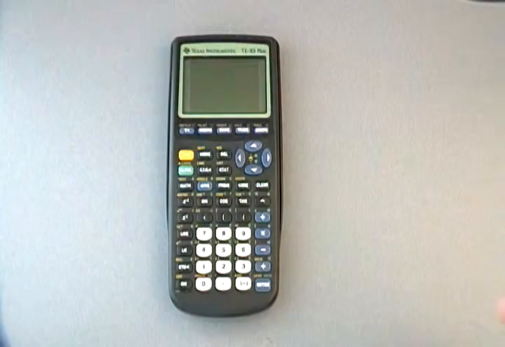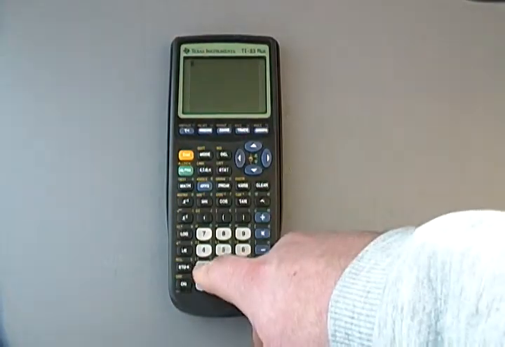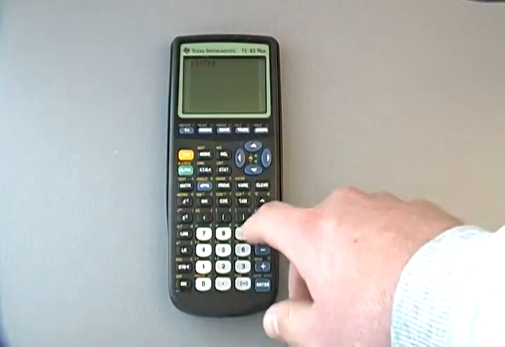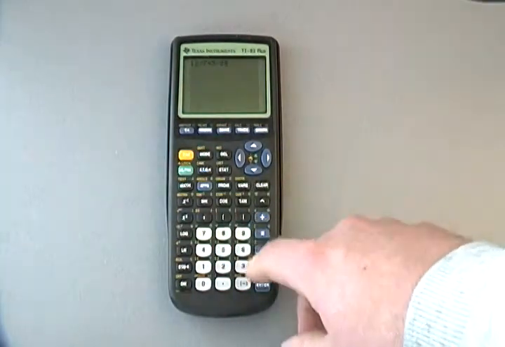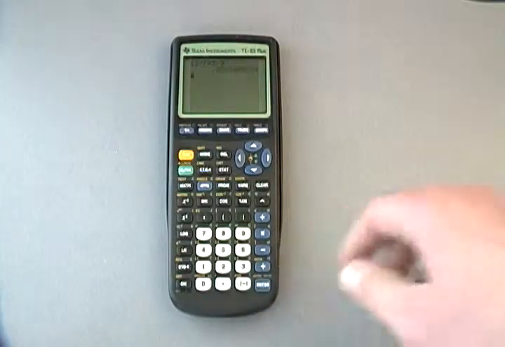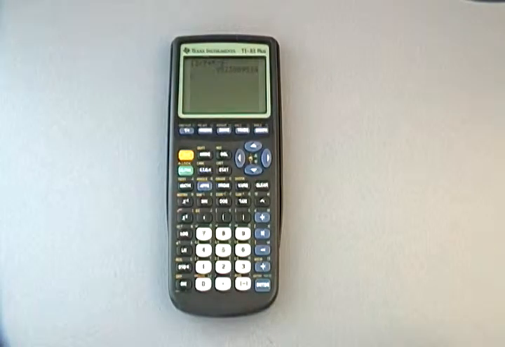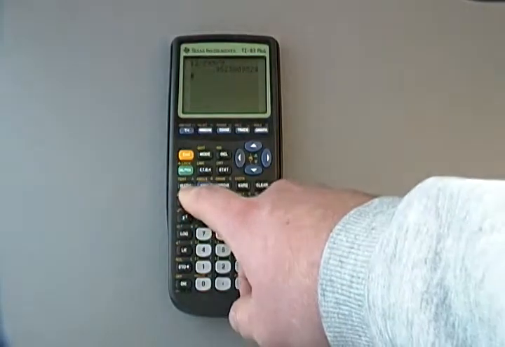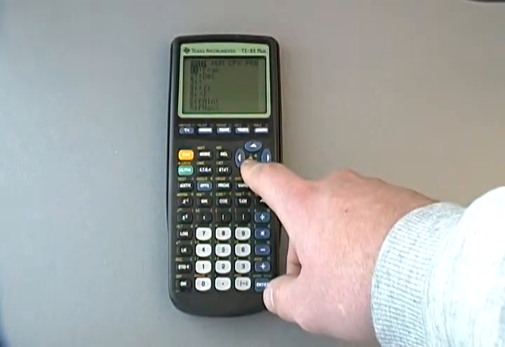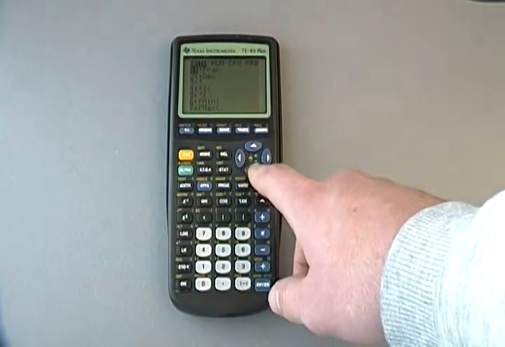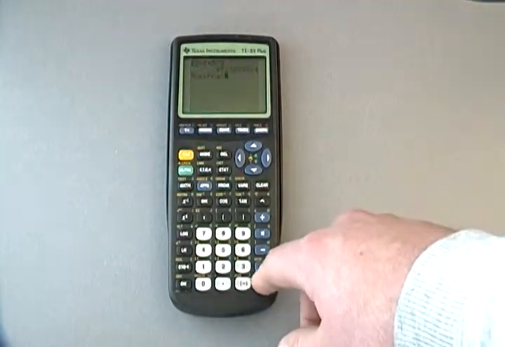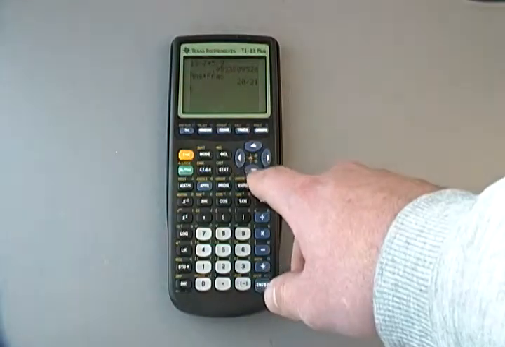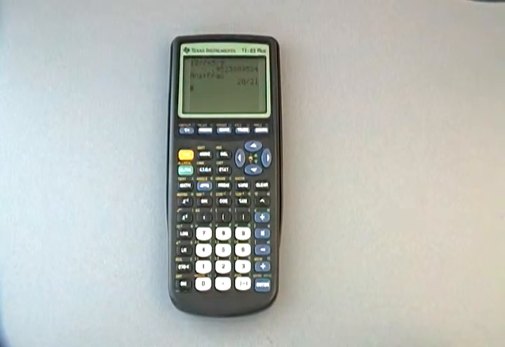Okay? So let's start off with an example. Let's do 12/7 times 5/9. Okay? So there's my answer as a decimal. But I can convert this answer to a fraction by hitting Math, and then the first option that pops up is arrow frac, which means convert this answer to a fraction. And if I hit enter, it will show me that the answer was 20/21.